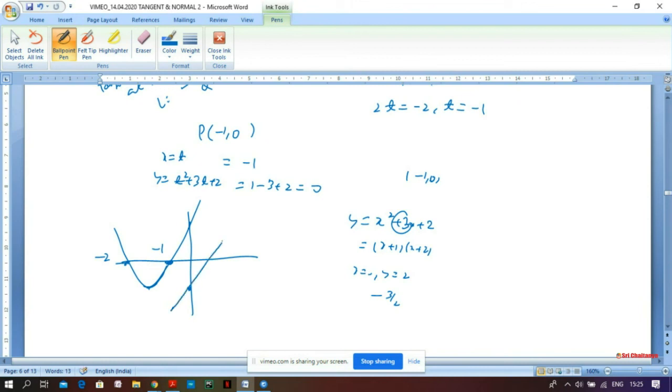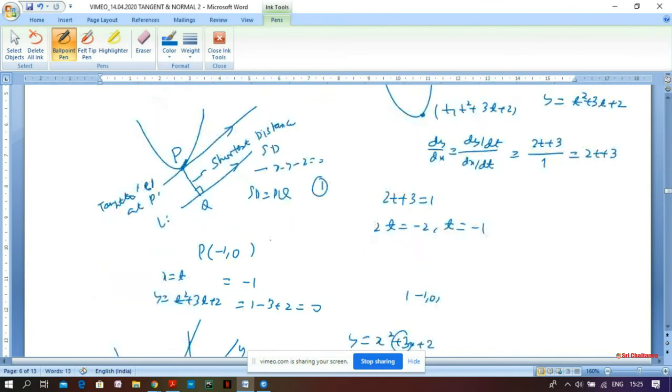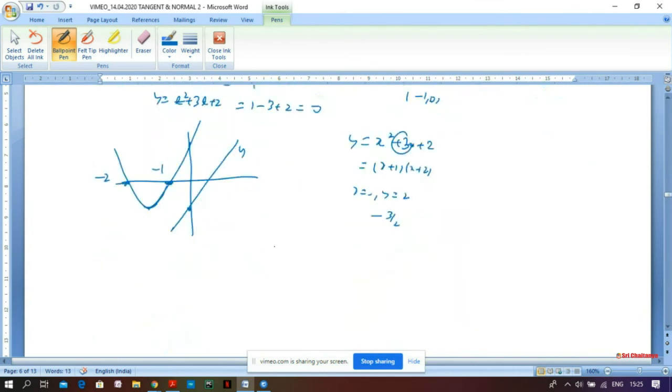The equation of the line is y equal to x minus 2, so I wrote x minus y minus 2, which was a line. Now you will find that the tangent at this point P is the one which is parallel to this line.